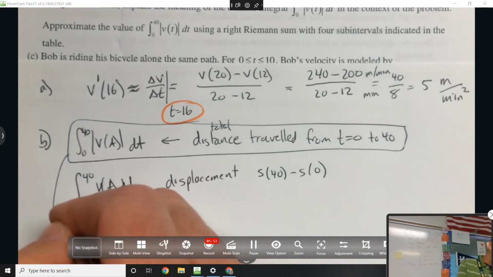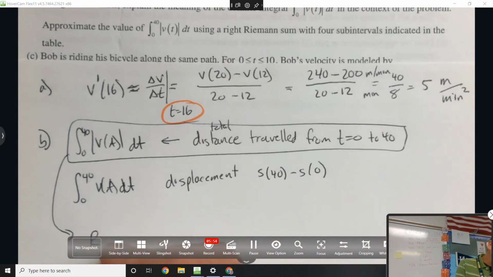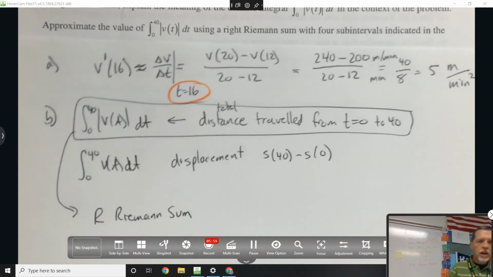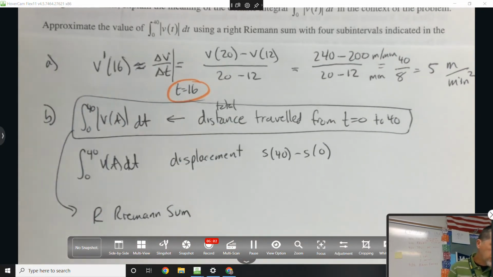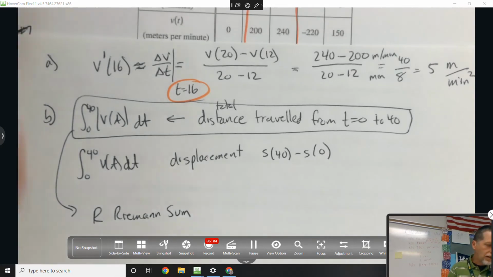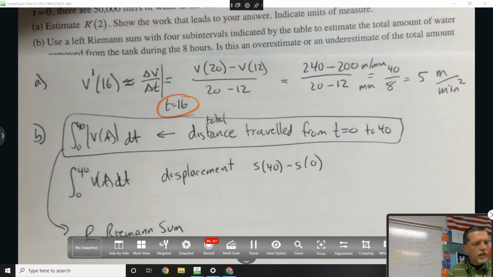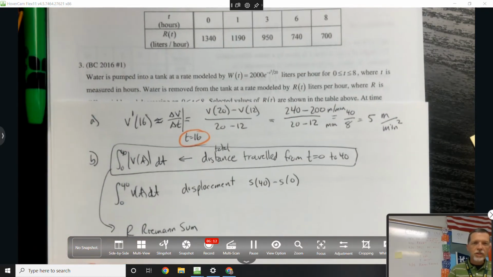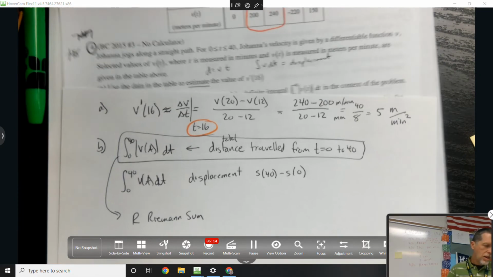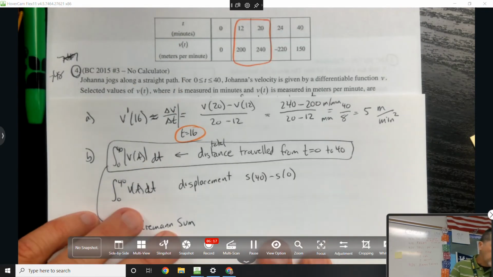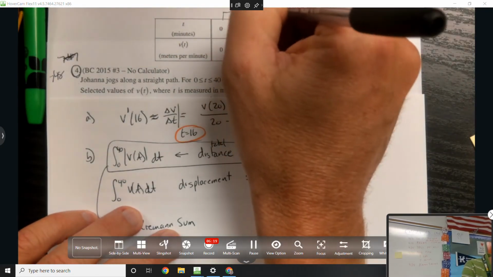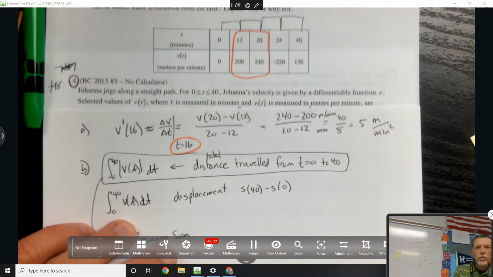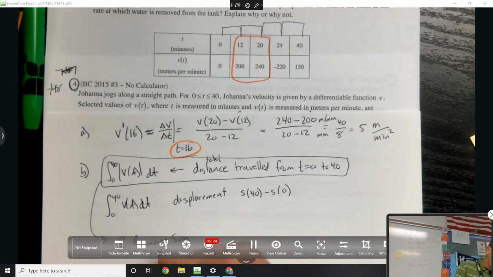Now we can estimate it with a right Riemann sum. For subintervals, which makes sense because that would be perfect for the table that we have. Trying to get it all on the page at once here. So this would make 4 subintervals. So right Riemann sum just means add the rectangles.